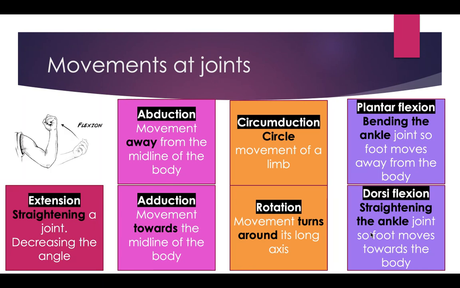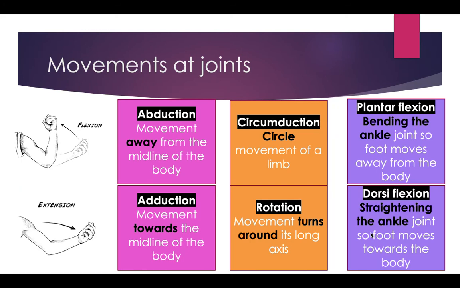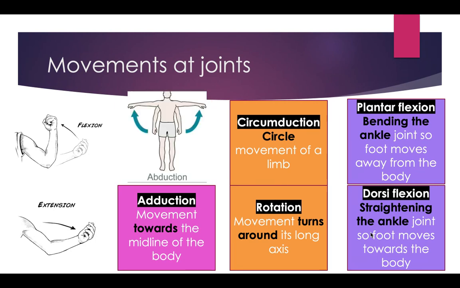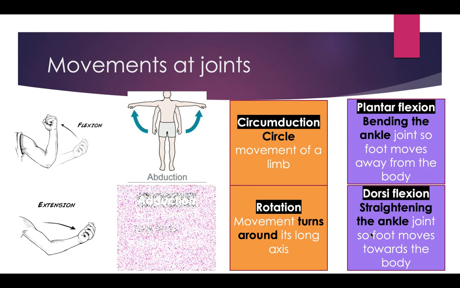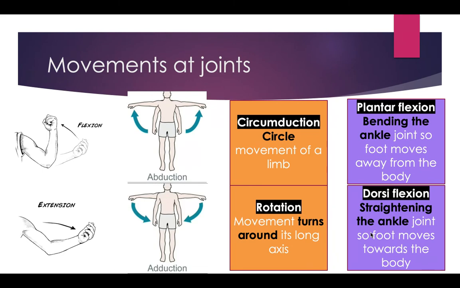So an example of flexion is curling your arm up. And an example of extension is extending your arm back. So you're flexing and extending. Next one, abduction is going into a star jump position, so taking your hands up away from your body. And adduction is bringing them back in.